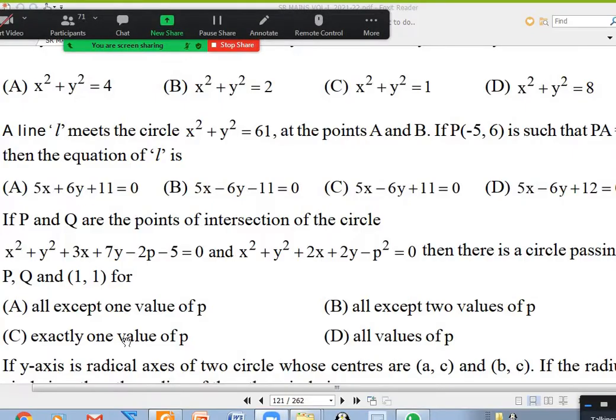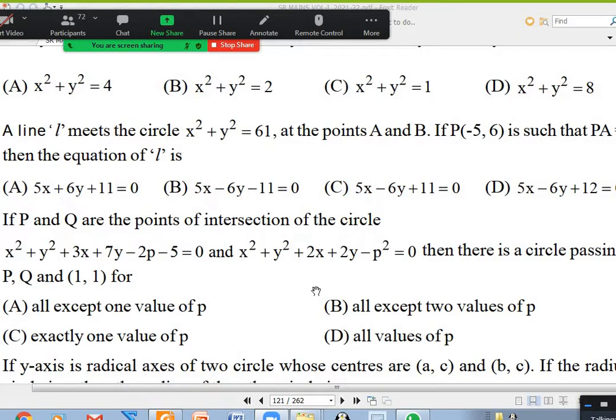So what you do in 151, you can see on the screen now, not the board: you subtract the 2 circles, you will get the common chord. In that you substitute (1, 1). You will get some values of p. Except those values, it may be 1 value or 2 values, the rest of the values are okay. Lakshmi, is it clear? 151.